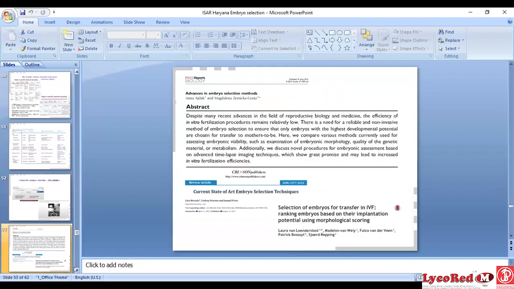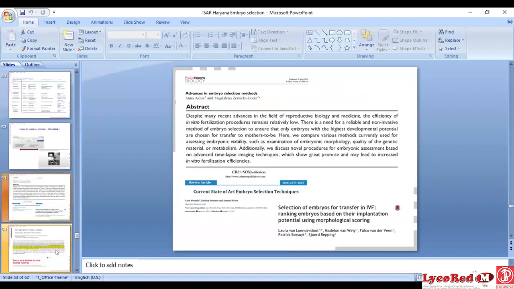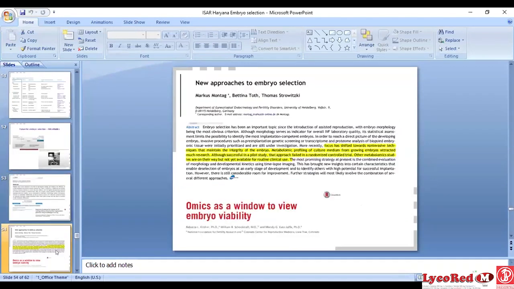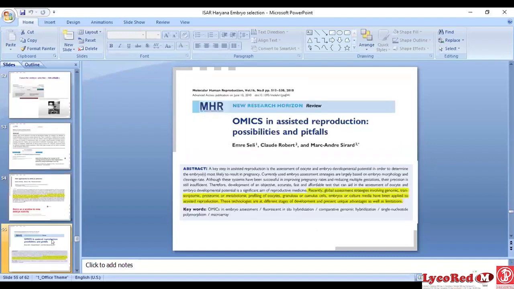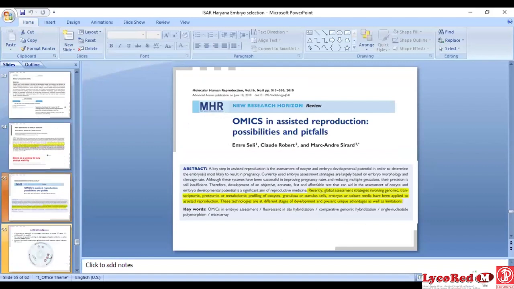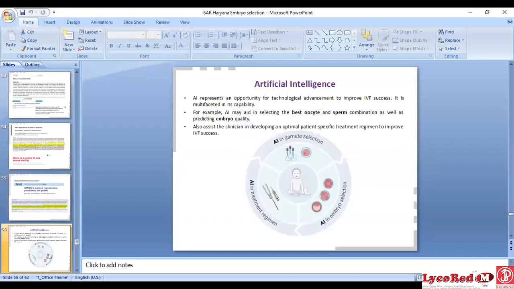These are a few papers which support microfluidics and omics, and how it is useful for embryo selection. This is also one of the papers which supports omics. Now the latest is artificial intelligence, which is the talk of the town everywhere. Not only for embryo selection, AI is the future for gamete selection also.